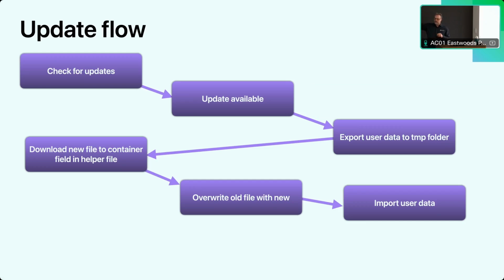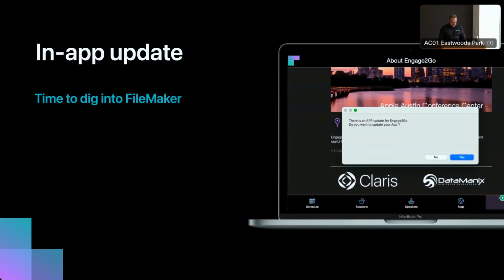So we need to get your data out, and then we are downloading the new app file to a container field in a helper file, and then we are going to overwrite the existing file with a new one. Does that make sense? And finally, import the user data. And now we have done an in-app update, okay? So that is actually how to do it. You want to see how? Okay, so let's dig in.